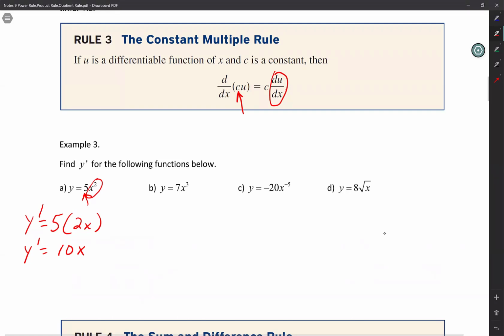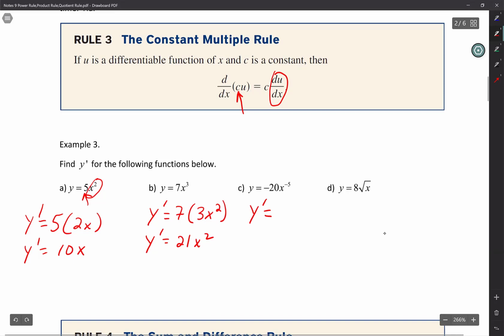Y prime. Let's see how fast you guys can do it. 7 times, what's the derivative of x cubed? Yeah. What's 7 times 3? I wouldn't even bother with the intermediate step, guys. I guess it helps, but I wouldn't bother. So Chavez, what are you talking about that you don't bother? This is what I'm talking about. I would just go ahead and multiply right out. What's negative 20 times 5? Negative 5.